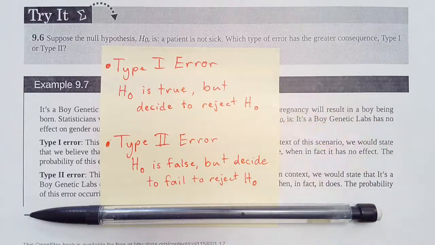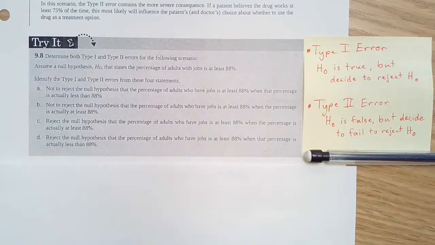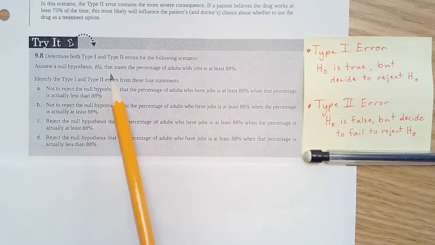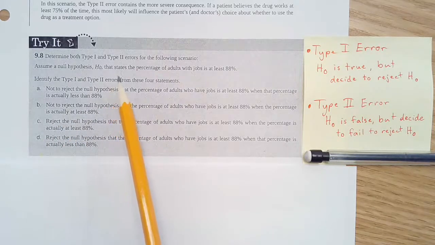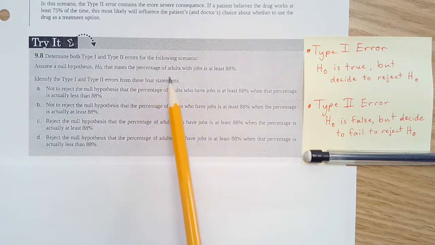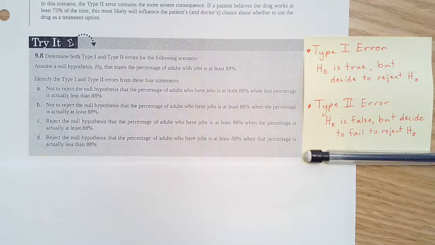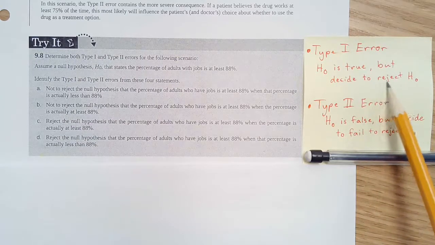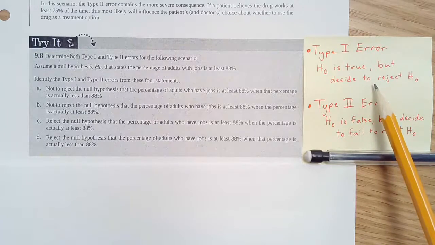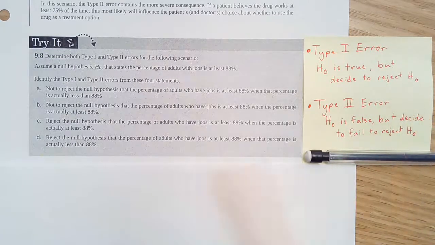Okay, we're going to take a look at the try it 9.8. So on this one, we're trying to identify which of these is the type 1 error and the type 2 error. Our null hypothesis states that the percent of adults with jobs is at least 88%. Okay, so now I've got these written here. We're going to divide these up into the two types of errors that they could be. For a type 1 error, the decision has to be to reject the null. Of these, the only ones that reject the null are C and D.